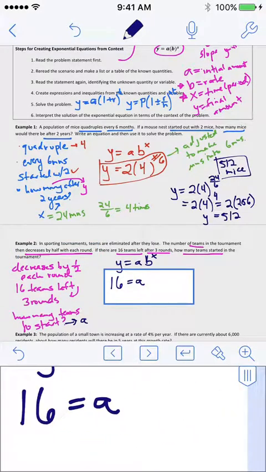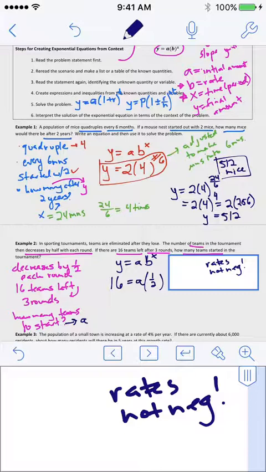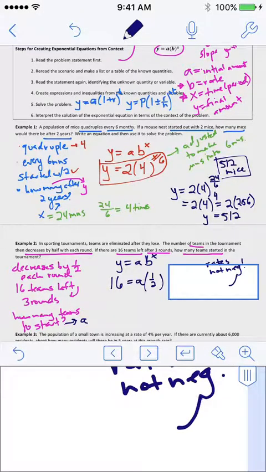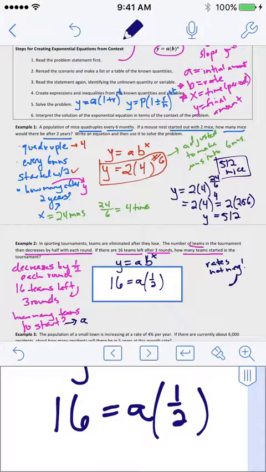Decreases by half would be our rate. And since it's already a fraction, it's not negative. Rates are never going to be negative, okay? Let's put that note up here. Rates are not negative. They're either fractions or whole numbers. We never saw a negative one. If I gave you a negative one, it's no longer like one of these exponential equations; it actually bounces back and forth. So it's just 1/2. Don't need to worry about the decrease part.